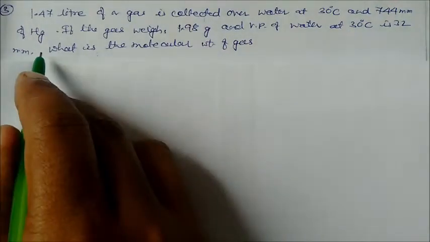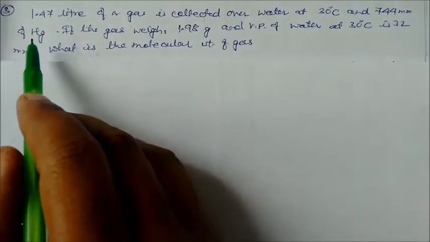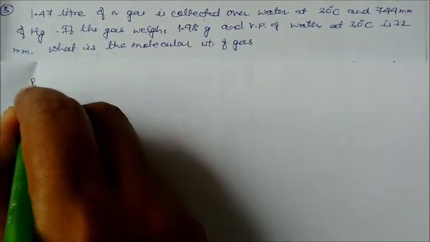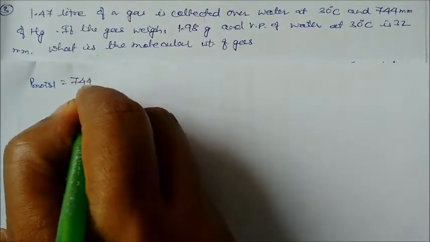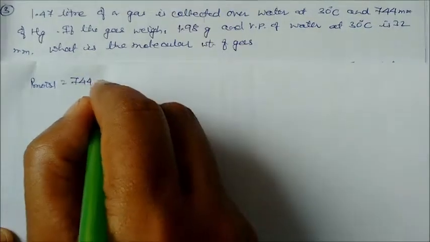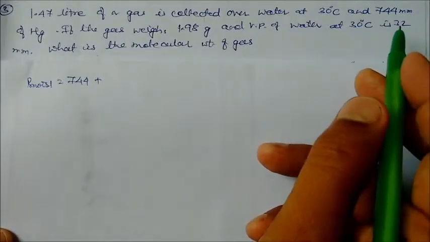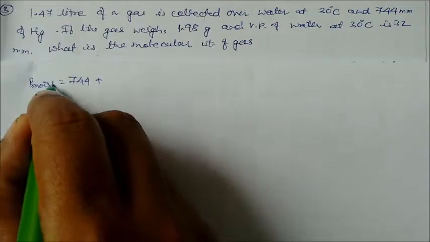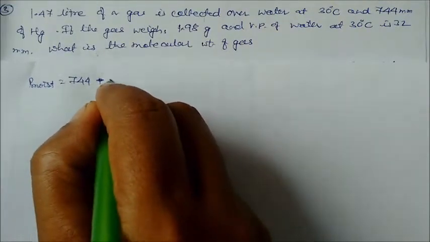So the pressure of mercury means total pressure is given here. So this is the pressure of the moist gas. So pressure of moist gas is 744, and we have to find the pressure of the water vapor. Water vapor is also given here, 32. So the dry gas will be the moist gas minus the pressure of water vapor.